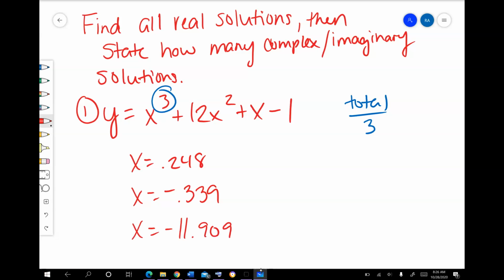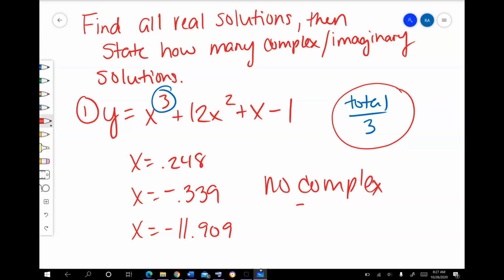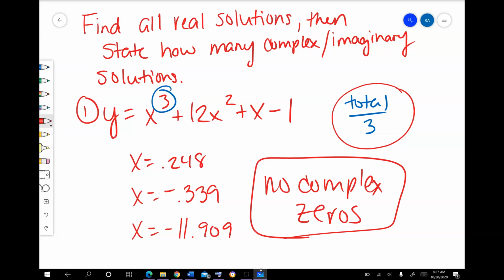So, do we have any complex zeros here? Is there anything we're missing? We said we need to have a total of 3 zeros. How many zeros do we have? We have 3, so there are no complex zeros. Because we got all our zeros from the graph, that means there are no complex zeros left. Okay? All right, let's do another one.